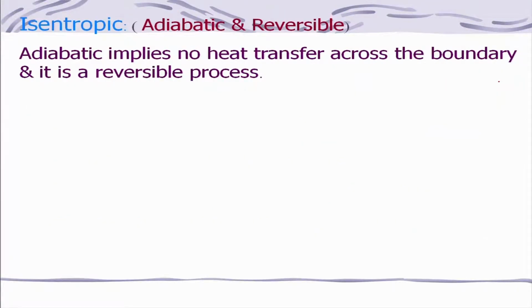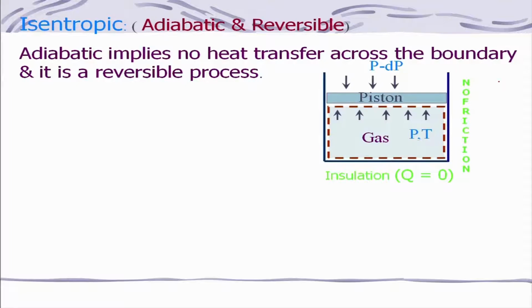So, let us look at not only the adiabatic process, but also the reversible one, which we call isentropic. There will not be any heat transfer across the system boundary, and it is reversible. We will consider again our piston cylinder assembly containing gas at pressure P and temperature T, and it is insulated. So no heat is being transferred. If the pressure acting on the piston is reduced by a small amount, then the piston will move upward and the gas will expand, because the pressure of the system is higher than its surroundings.